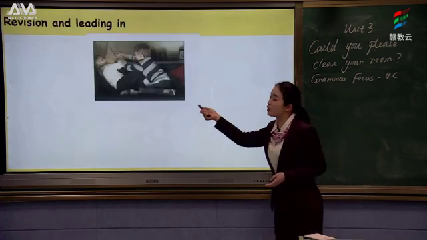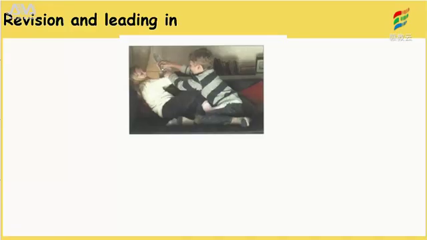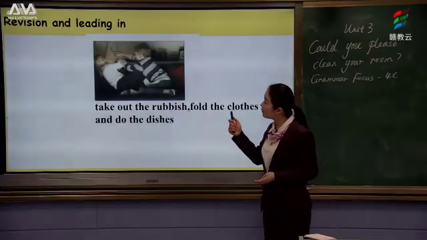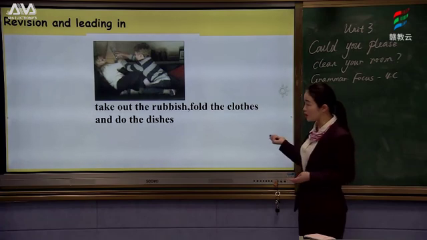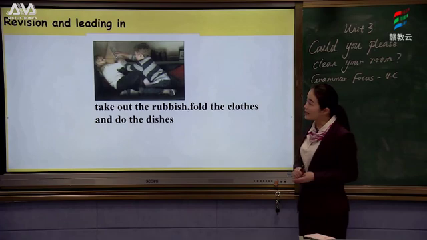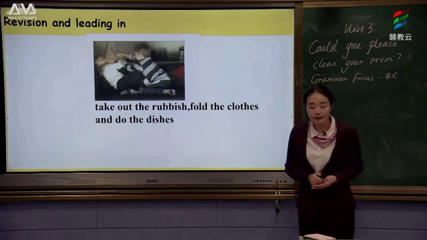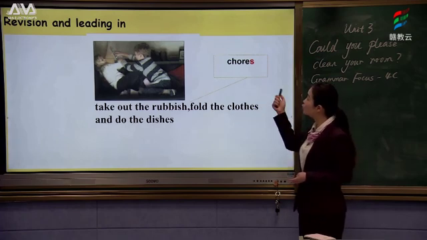Now look at this picture. Who are they? Right, they are the sister and the brother Tony in conversation 2D. What did the sister want her brother to do? She wanted her brother to take out the rubbish, fold the clothes, and do the dishes. So you can see she wanted her brother to help with the chores. Chore.